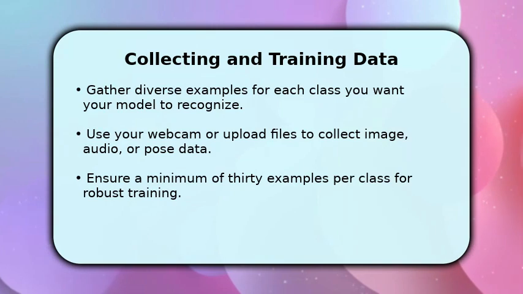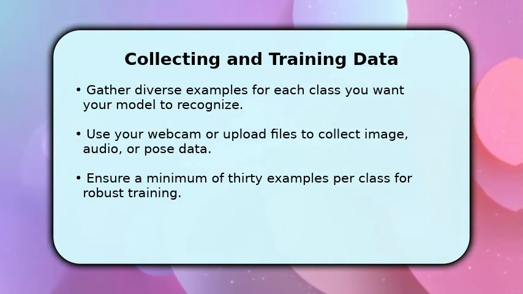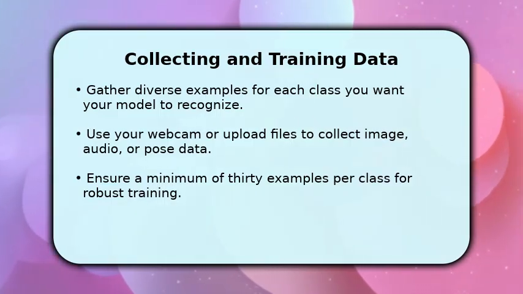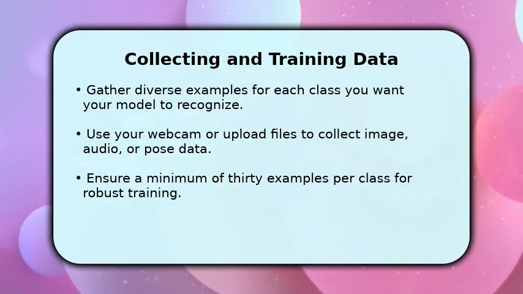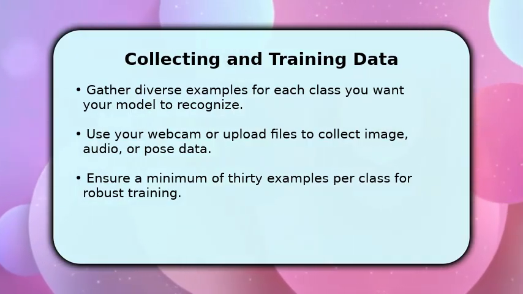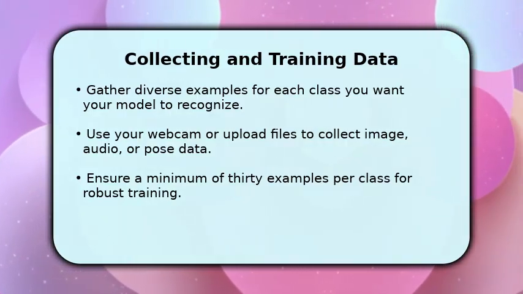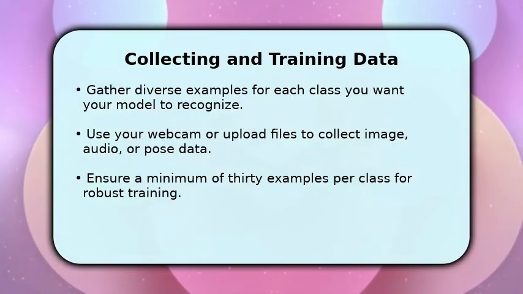Next, you will collect data for your model. For an image project, you might gather pictures of different objects. For audio, record various sounds. Aim for at least 30 distinct examples for each category to ensure your model learns effectively. Once your data is ready, simply click the Train Model button. The training process typically takes only a few minutes, depending on your dataset size.